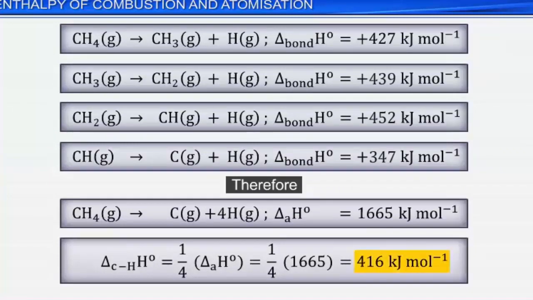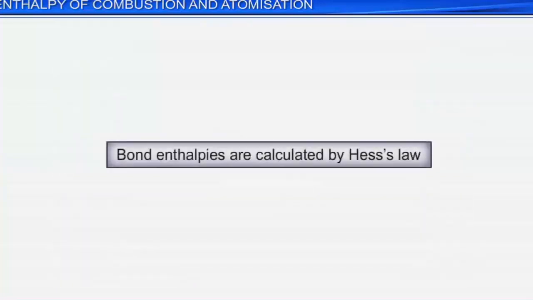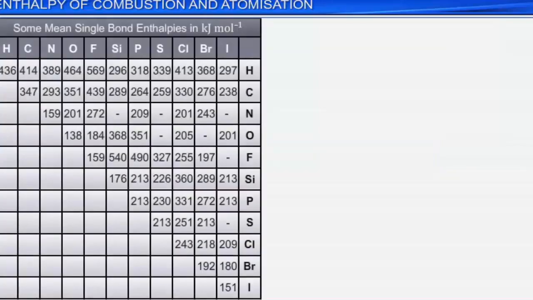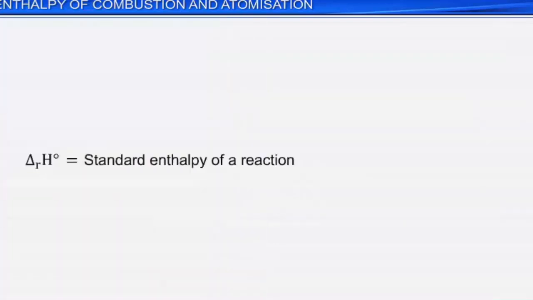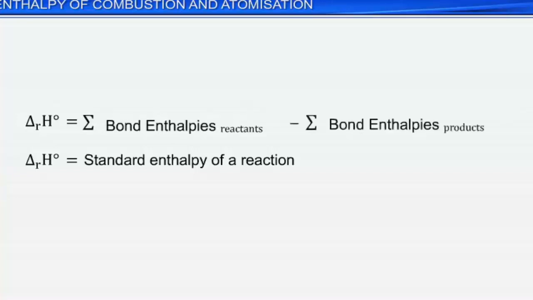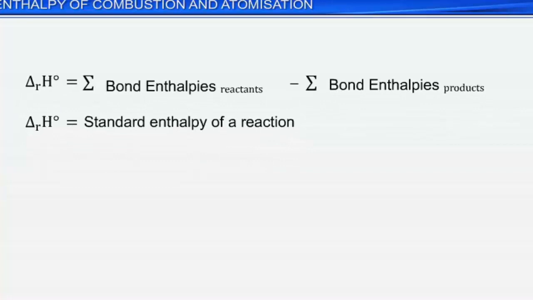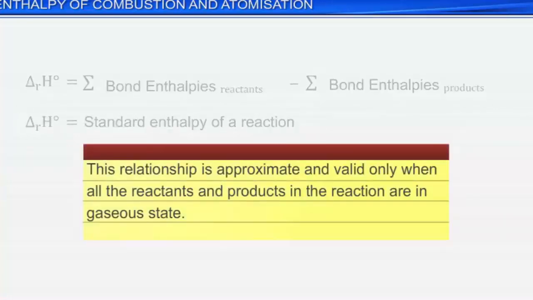Bond enthalpies can be calculated using Hess's law. The knowledge of bond enthalpies helps us in predicting the enthalpy of a reaction in gas phase. The standard enthalpy of a reaction, delta rH naught, is equal to sigma bond enthalpies of reactants minus sigma bond enthalpies of products. It is important to remember that this relationship is approximate and valid only when all the reactants and products in the reaction are in gaseous state.